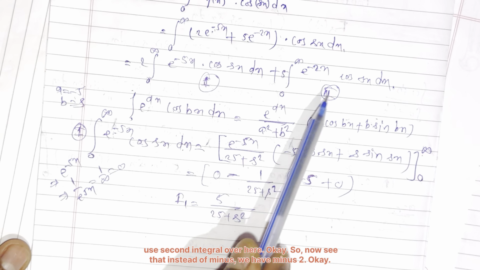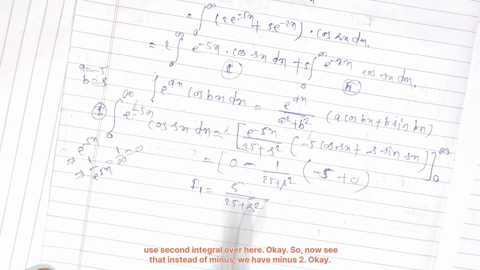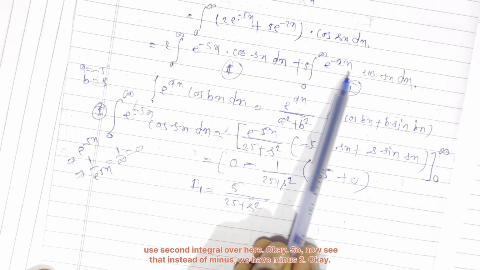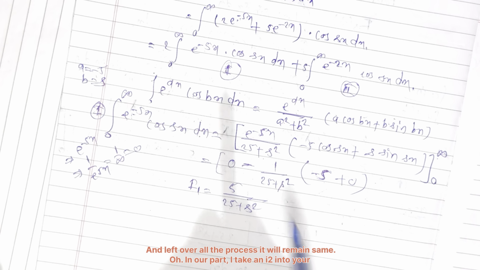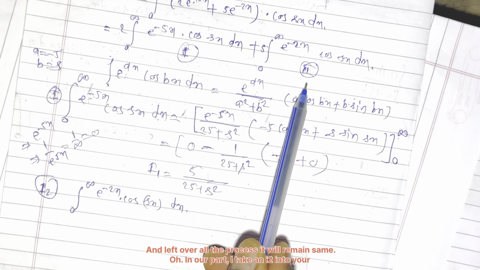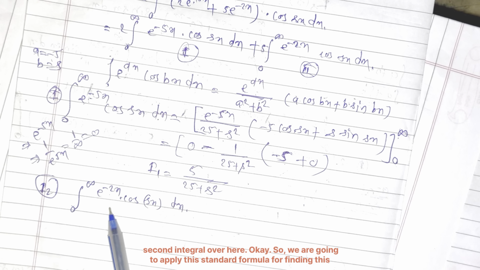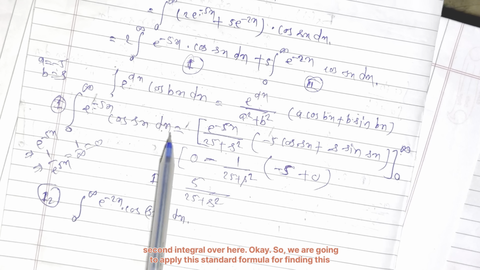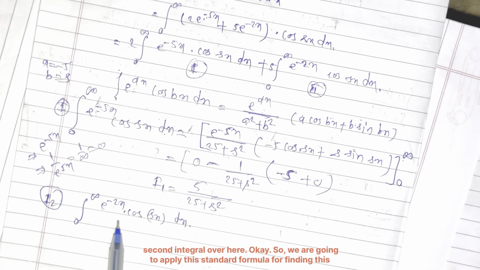Now I'm going to use the second integral over here. Instead of minus 5 we have minus 2, and the rest of the process will remain the same. So in our part I take I2 as the second integral over here. I'm going to apply this standard formula for finding this integral.